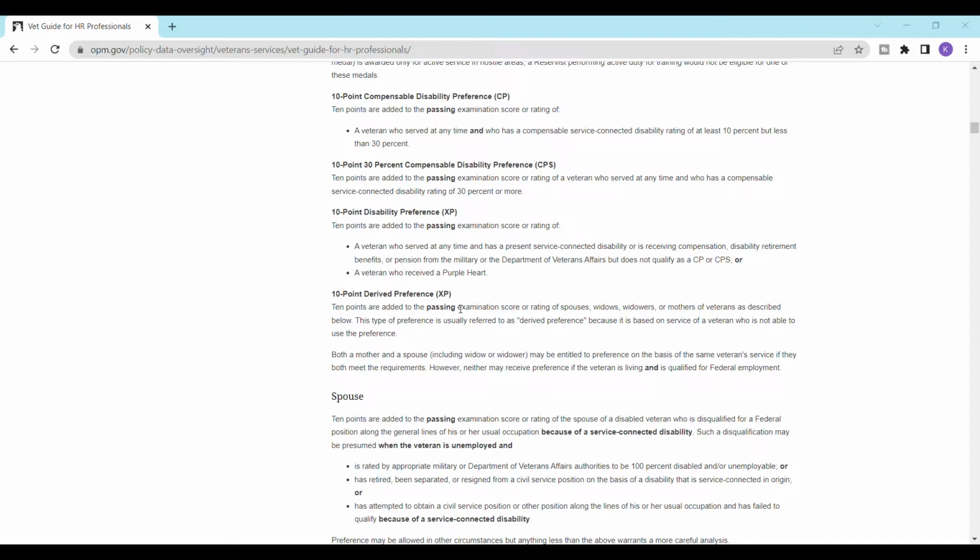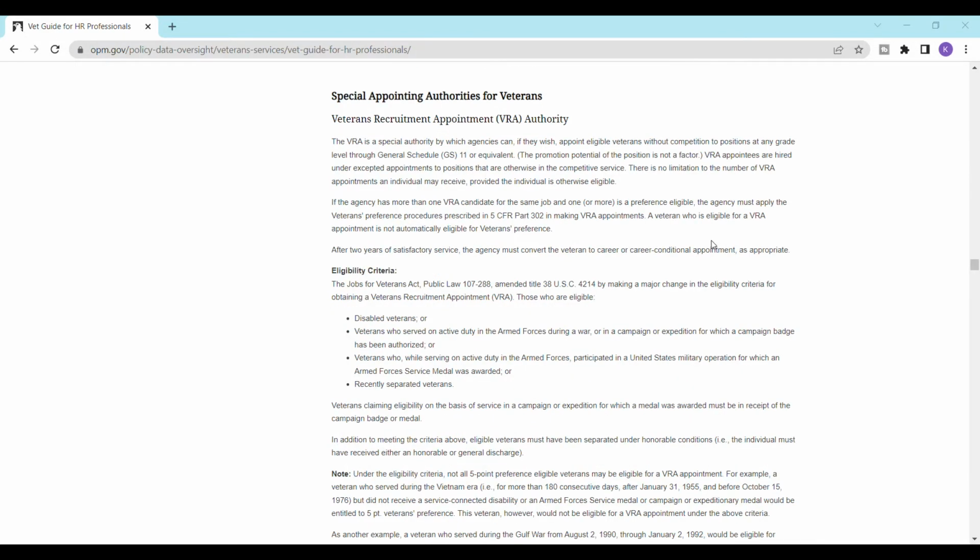But there's also a possibility to be a veteran without preference. So if you're a veteran, you do not have a disability rating, and you did not meet any of the criteria under TP preference, then you would be what's considered a veteran without preference, and so you would not get any preference over a non-veteran or a U.S. citizen. Now that we've covered veterans preference, we're going to talk about veteran status.